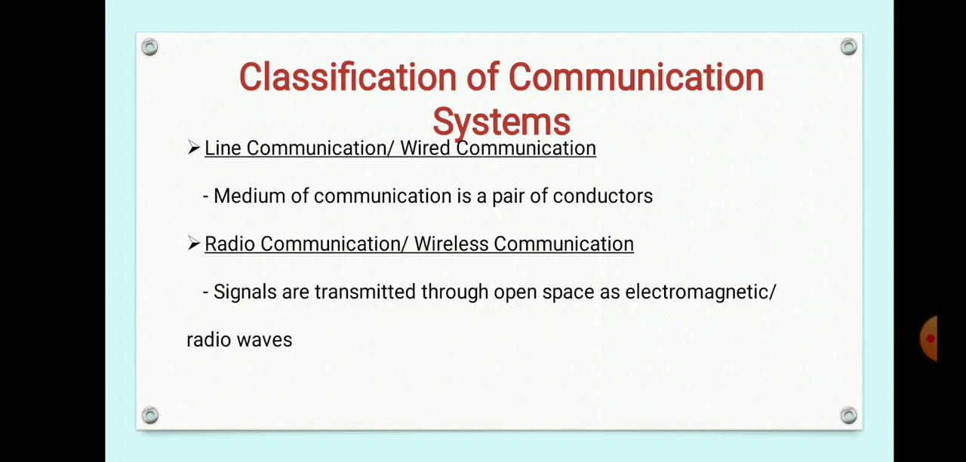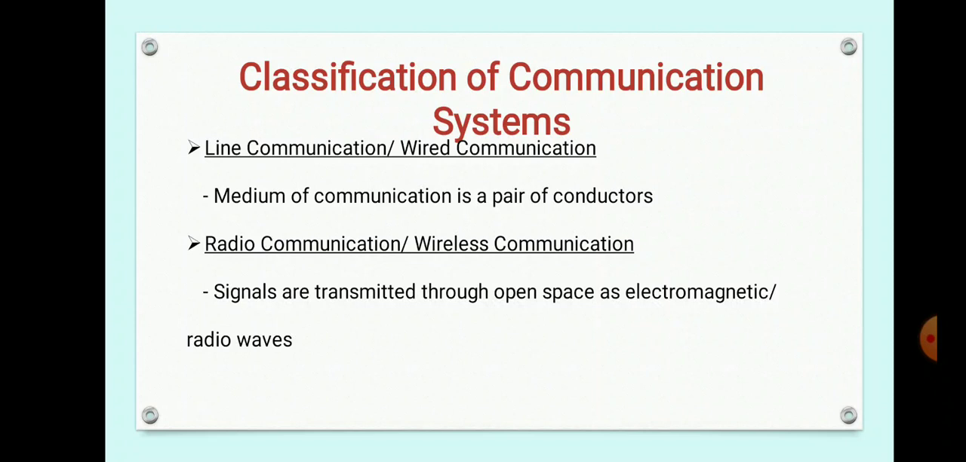So power line communication also comes under this category, line communication. So here the transmitter and receiver will be connected by conductors, which can be cables, optical fiber cables, etc. So next is radio communication, which is also known as wireless communication.